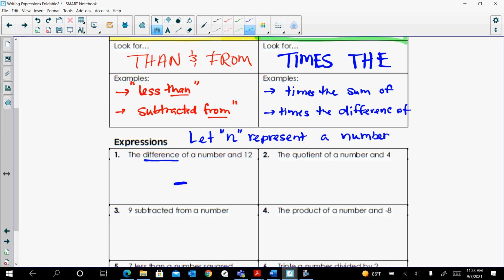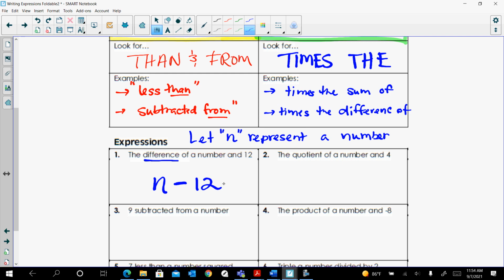Subtraction. So we need a minus sign. And then it says a number, but what are we going to let represent a number? So we're going to say n minus 12. That's our answer. We're writing an expression using variables, operation symbols, and constants.